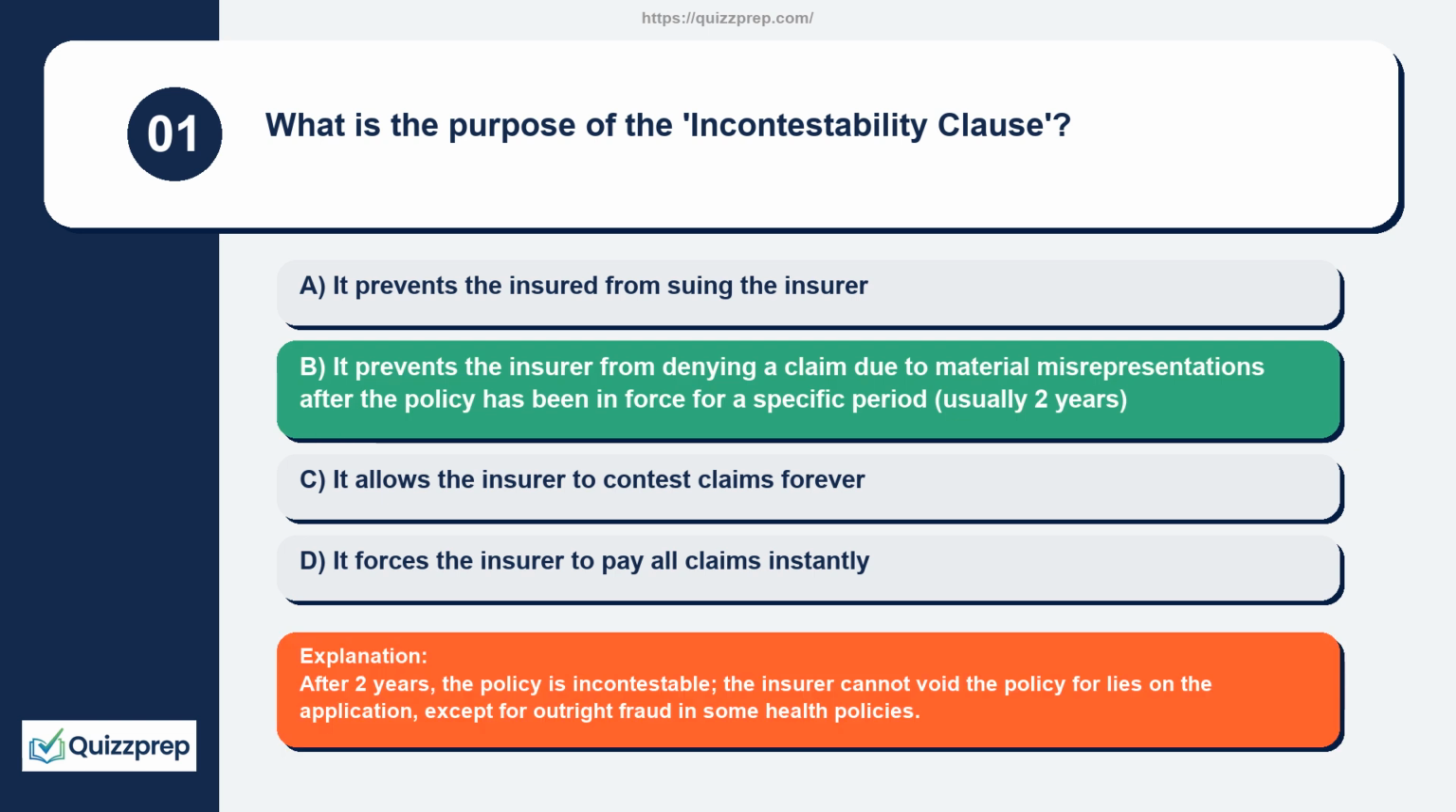After 2 years, the policy is incontestable. The insurer cannot void the policy for lies on the application, except for outright fraud in some health policies.